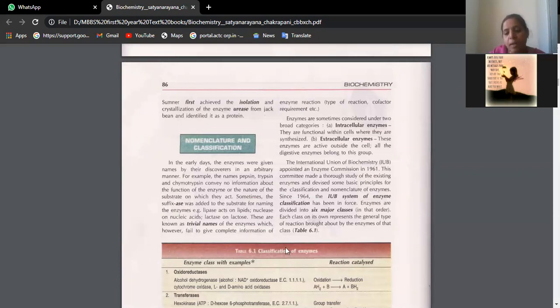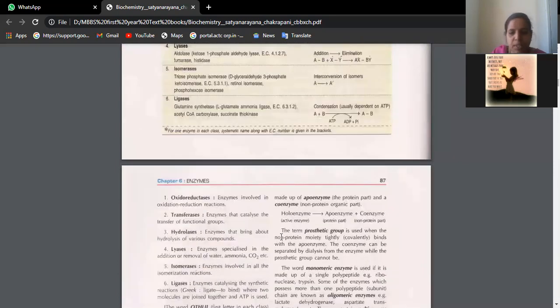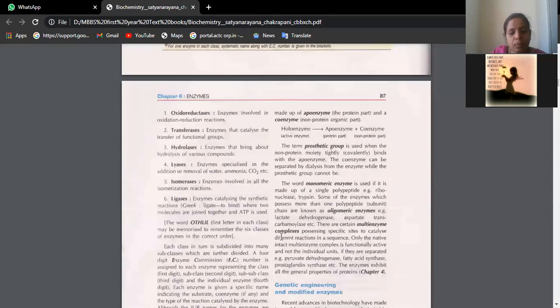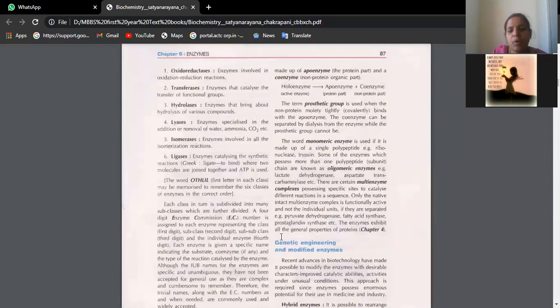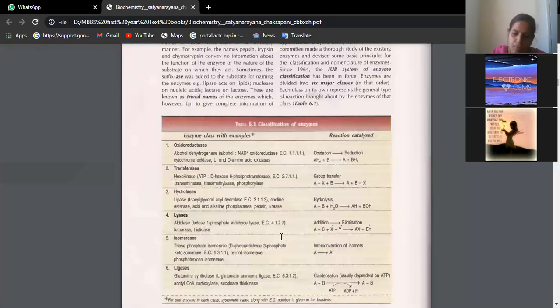Proenzymes are also called zymogens. This we discussed previously also. What are proenzymes, Imad? They're the inactive forms of enzymes. Like trypsinogen is the inactive form of trypsin. Pepsinogen is the inactive form of pepsin, isn't it? So like that you have proenzymes.